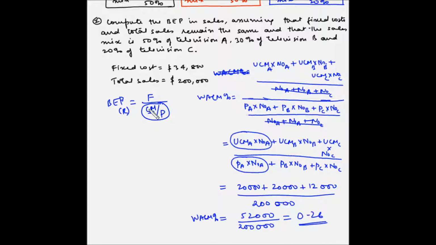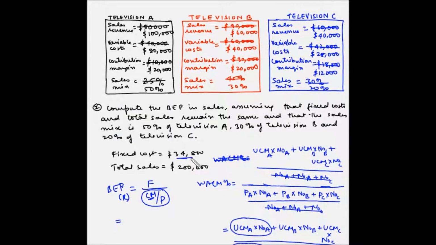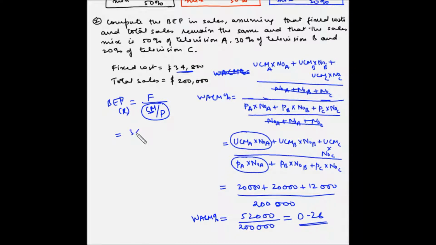Now let's substitute this value in this formula to obtain the break-even point in terms of revenue. So fixed cost is 34,800 divided by the contribution margin percentage, which is 0.26, and this is equal to $133,846. So this is the break-even point in terms of revenue for the entire company.